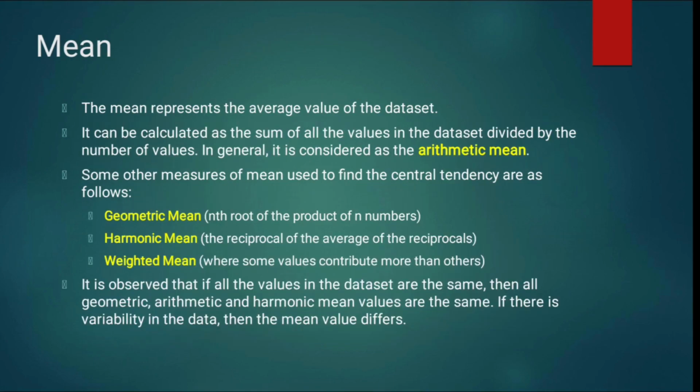The mean. The mean represents the average value of the data set. It can be calculated as the sum of the values in the data set divided by the number of values. In general, it is considered as the arithmetic mean and it is represented by x bar. Some other measures of mean used to find the central tendency are as follows: the geometric mean, the harmonic mean and weighted mean. It is observed that if all the values in the data set are the same, then the geometric, arithmetic and harmonic values are the same. If there is variability in the data, the mean values differ.